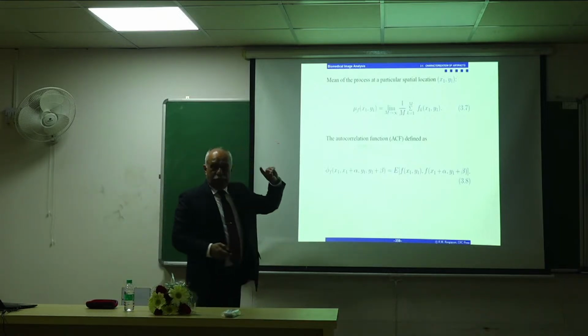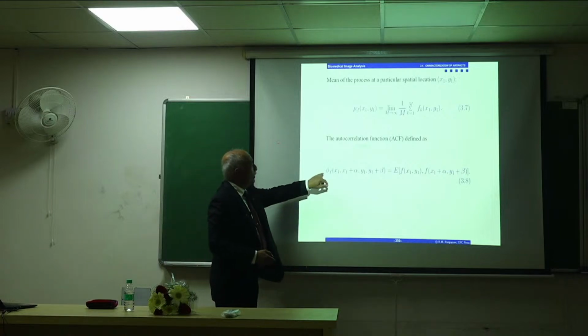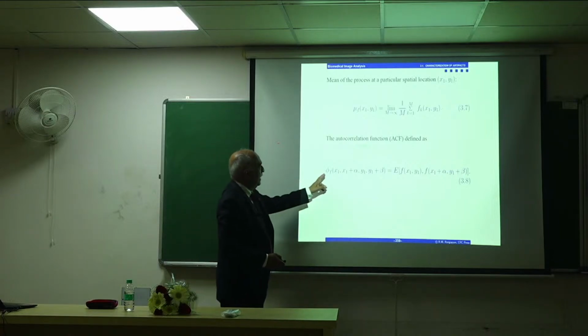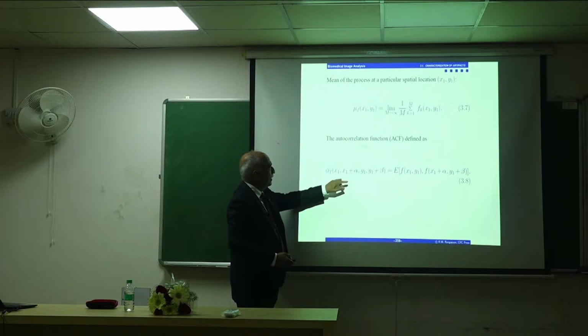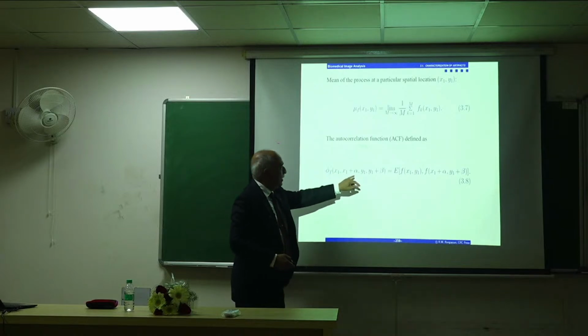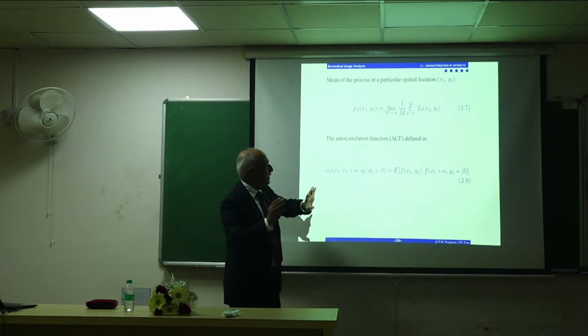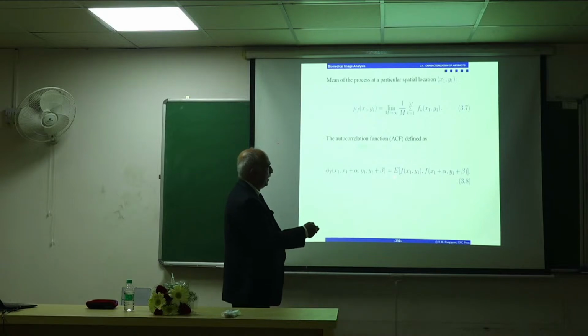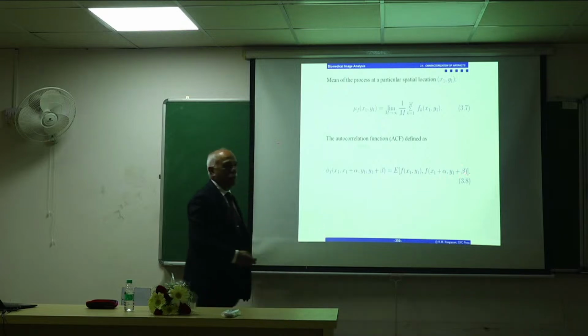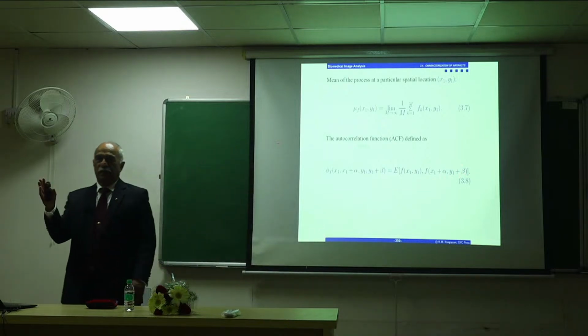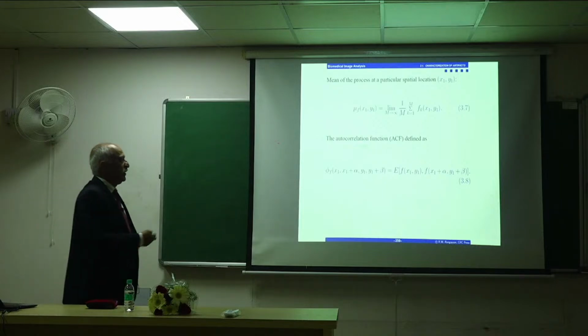That helps in reducing noise. The autocorrelation function is defined as phi_f(x1, x1 plus alpha, y1, y1 plus beta): some shift of the given image f(x1, y1), and the same image with x1 plus alpha, y1 plus beta, a shift of alpha, beta. Multiply them, take the expectation.